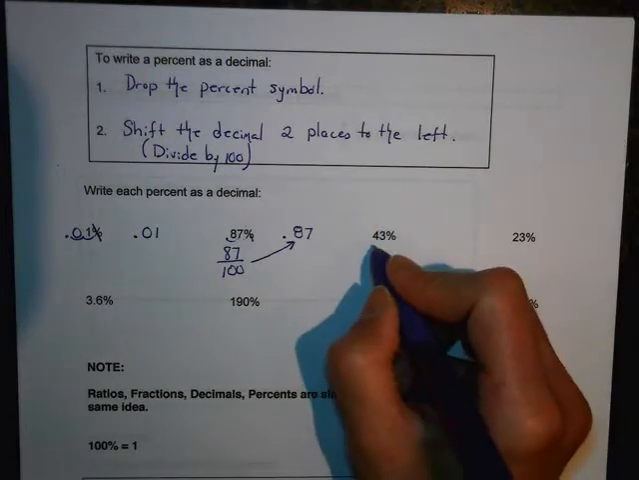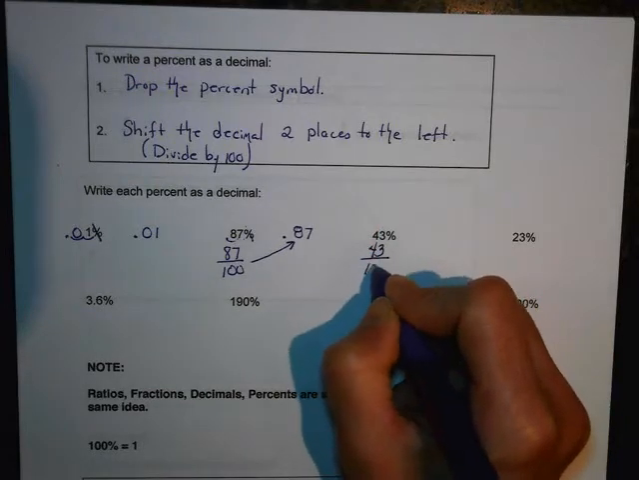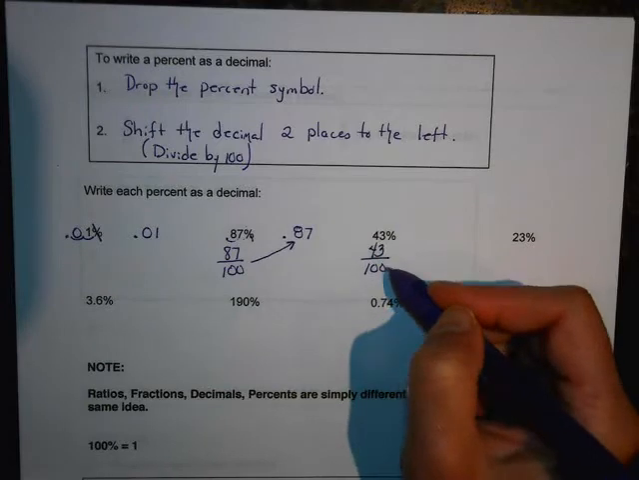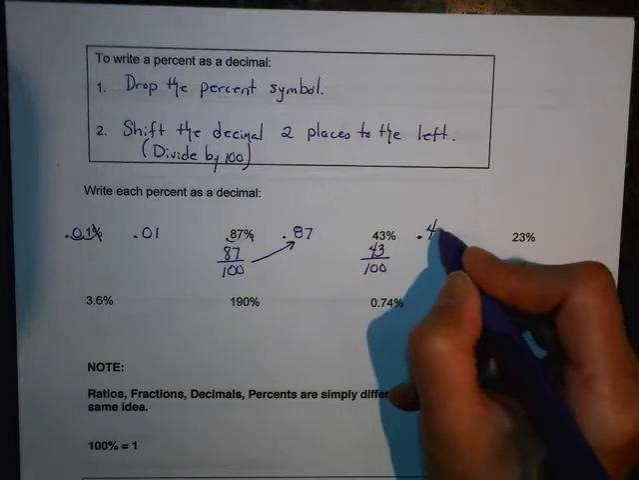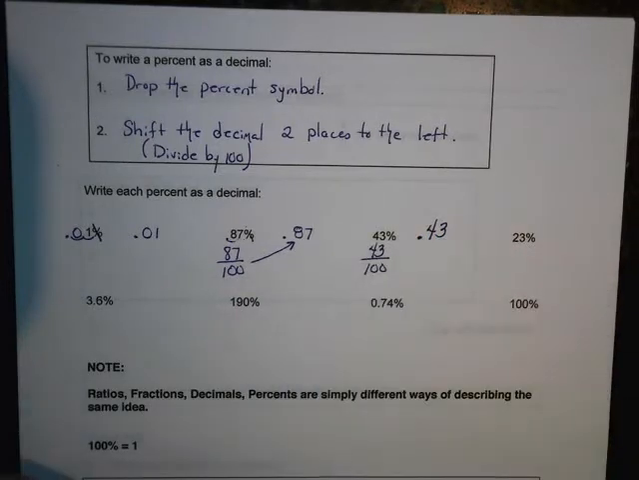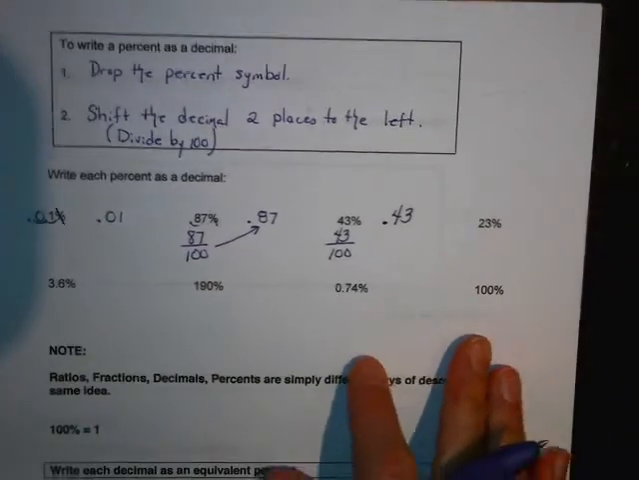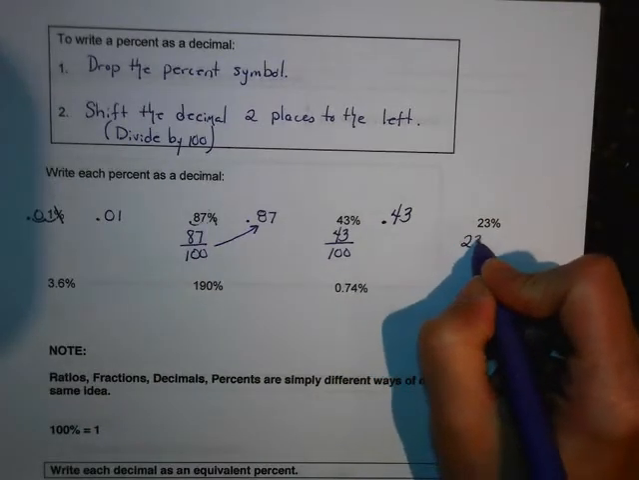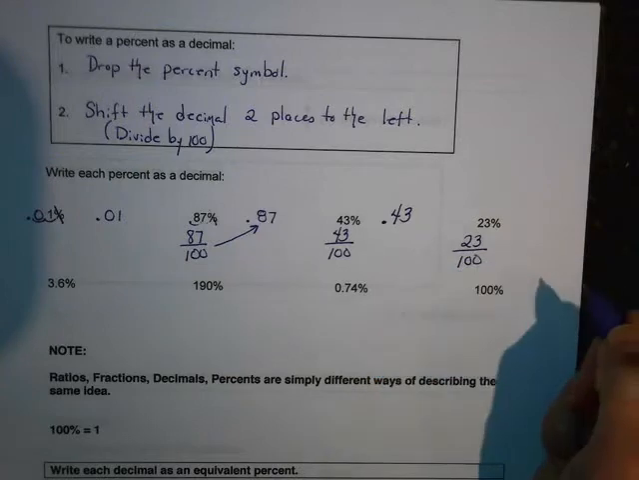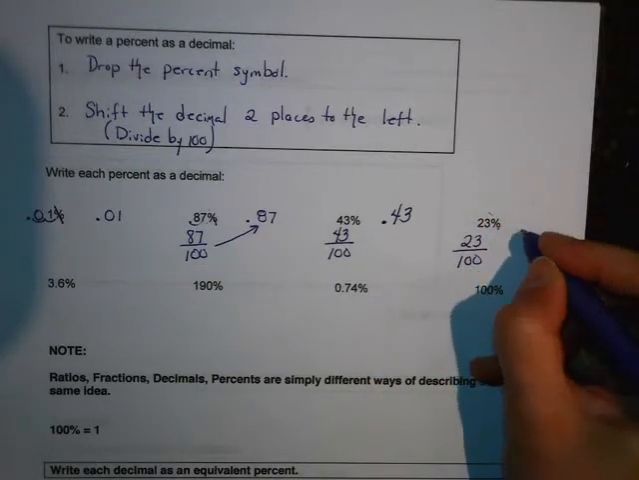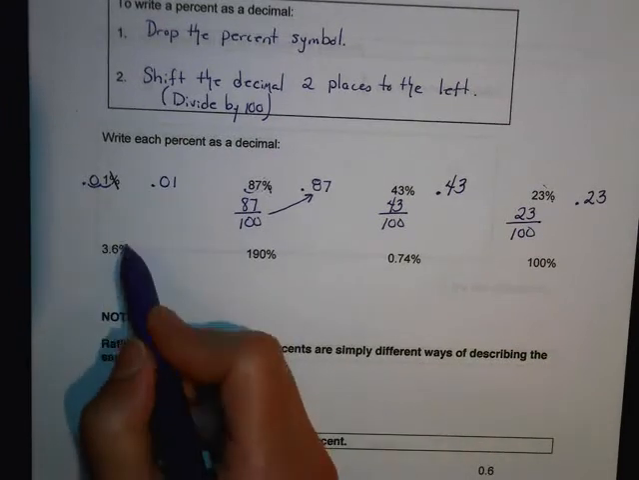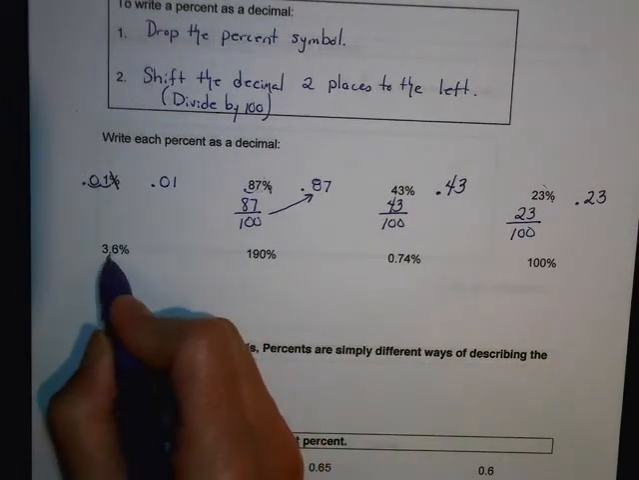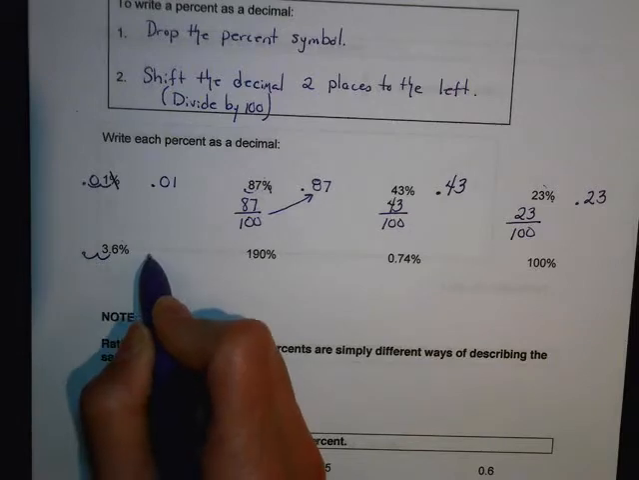If you want to think about it, you can always think about it as a fraction. 43% is 43 out of 100, and look, that's 43 hundredths. We drop the percent and shift the decimal two places to the left. 23% is 23 per 100, or you drop the percent symbol and shift the decimal two places to the left.